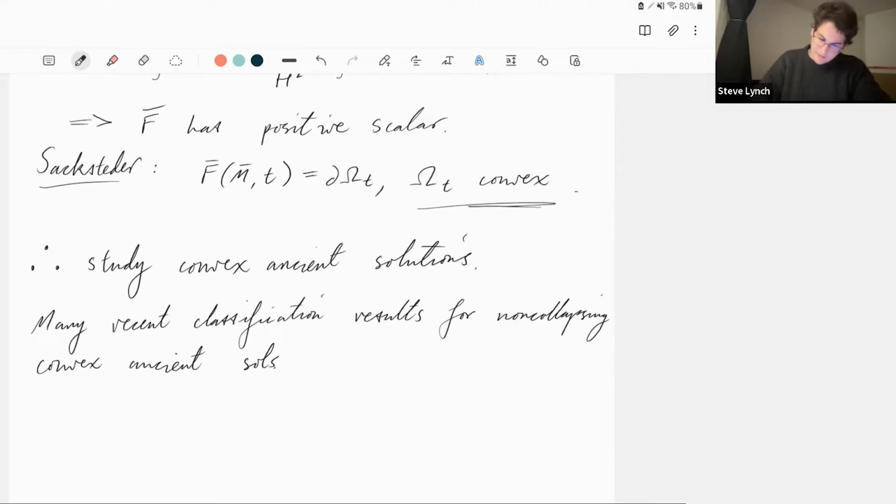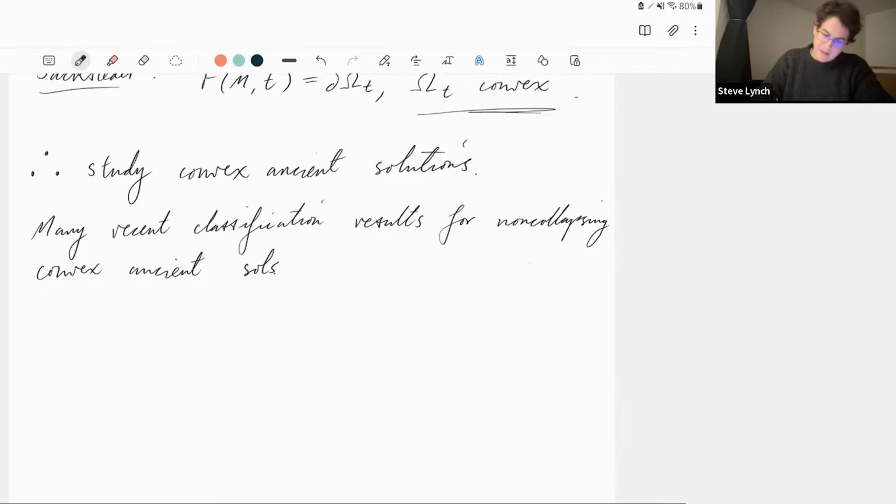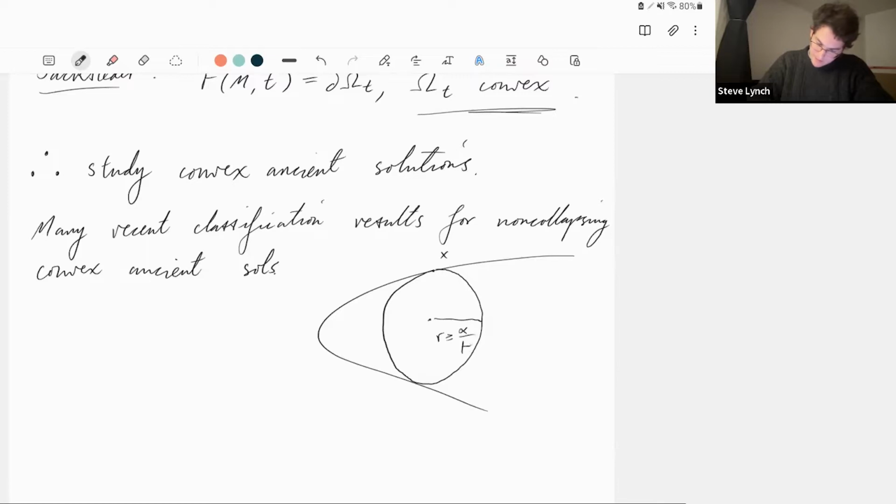Okay, so what does this non-collapsing condition mean? It just means that if you go to some point x on your hypersurface at time t, and look at the largest ball which is contained in your region Omega, then the radius of the ball should be bigger than alpha over the mean curvature at the point x at time t. And this constant alpha should be uniform across all points in space-time, in which case you say your solution is alpha non-collapsing.